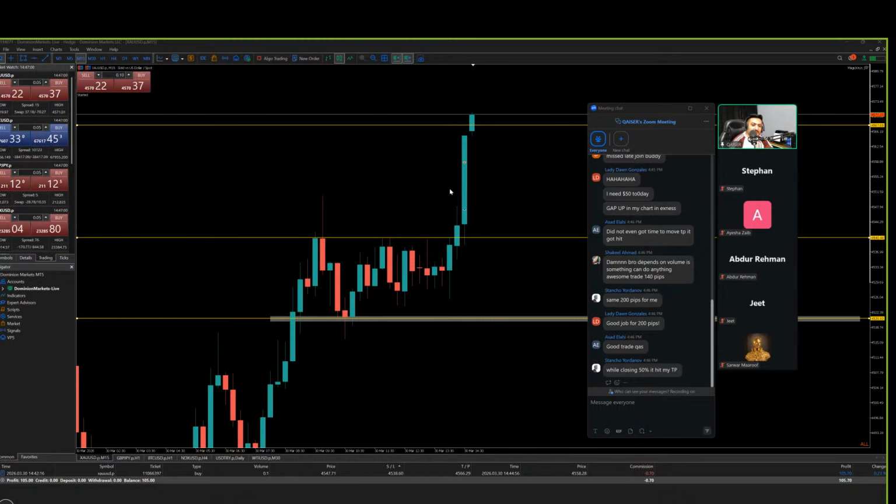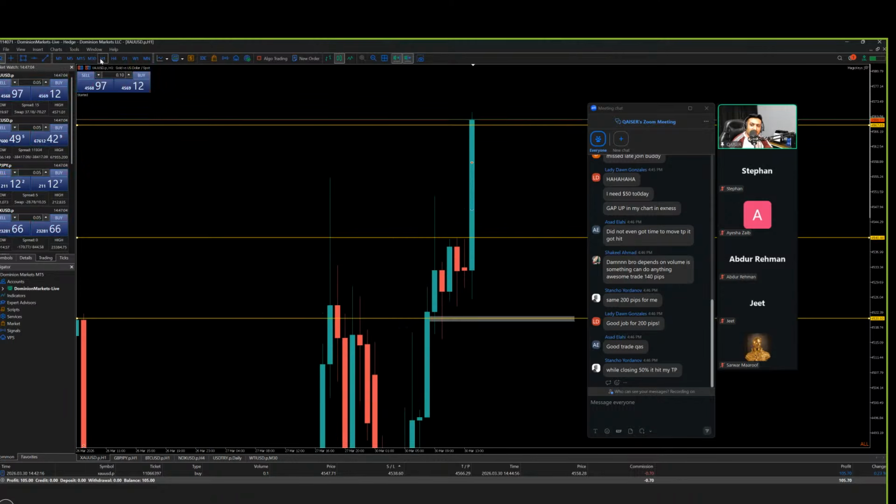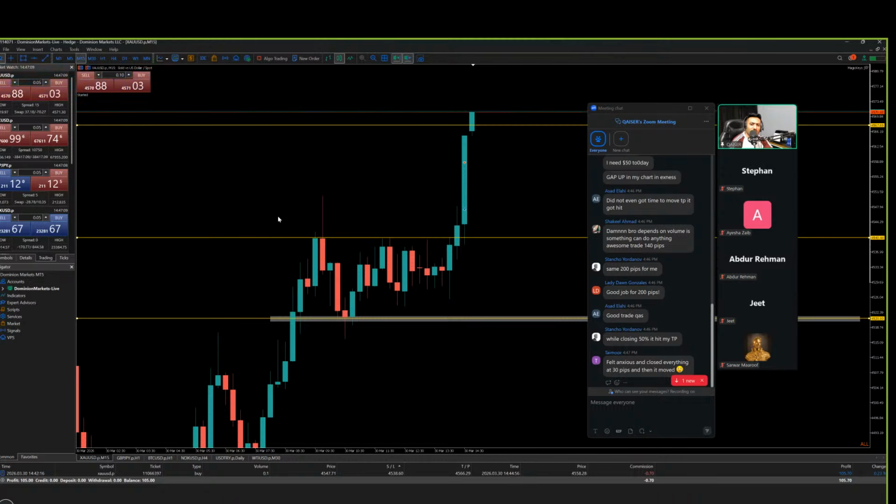So gap up in my chart in XNS, yeah, it's also gap up here. I can see that. I think it could continuously push upside, but I think we're done with the day on a Monday. On a day like Monday, you grab 180, 200 pips, man. What else do you need here? You're done with your job. Good job for 200 pips.